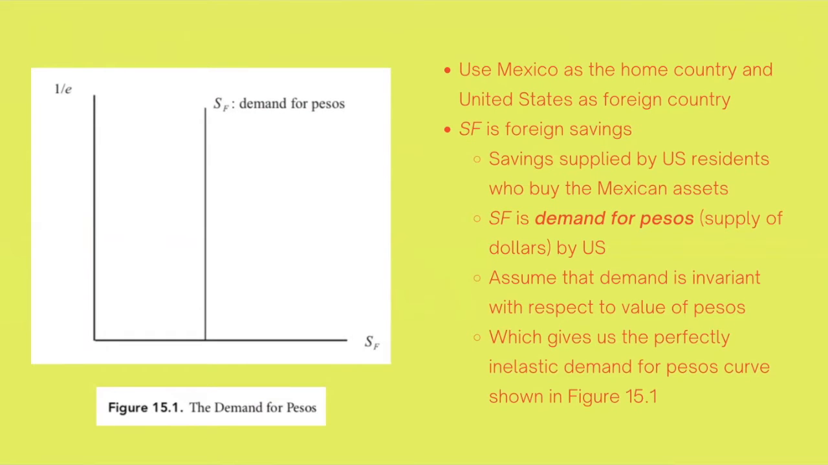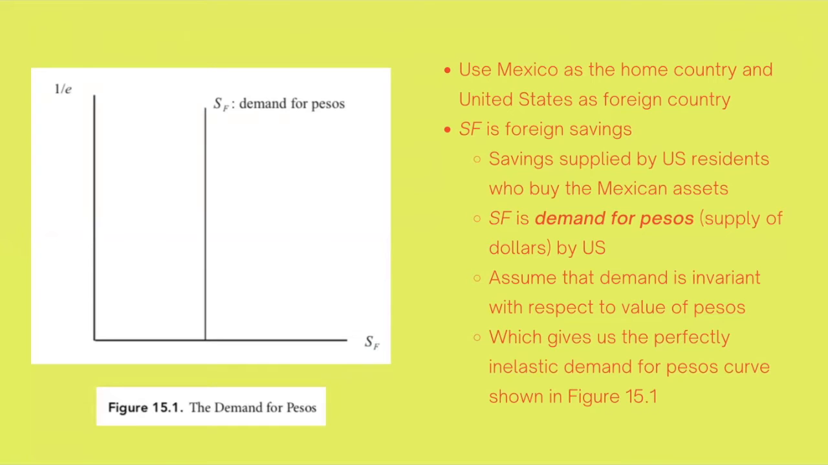So we use Mexico as the home country and the United States as the foreign country, for example, just like in the previous chapter. If we look at this graph of 15.1, the SF is the foreign savings, and this savings is supplied by the US residents who buy the Mexican assets. So therefore, the SF equals the demand for pesos, or supply of dollars by the US.